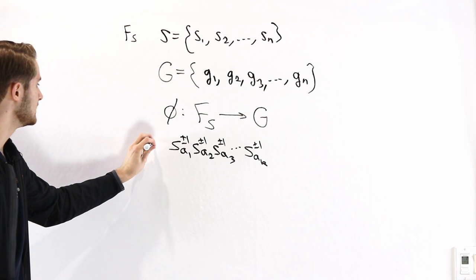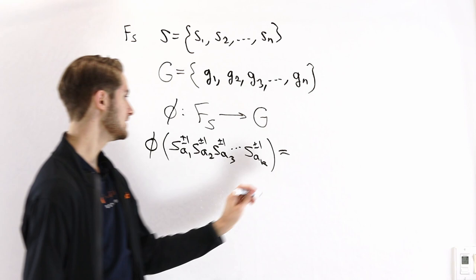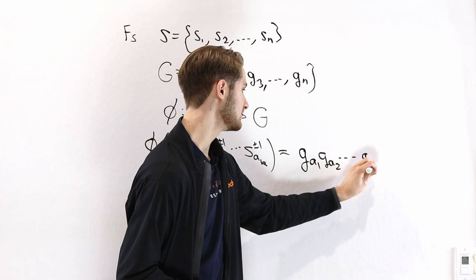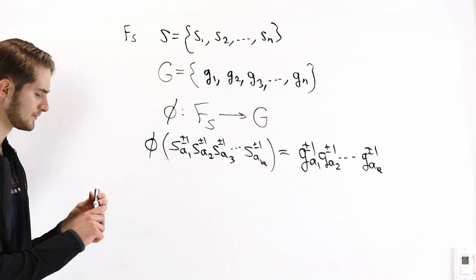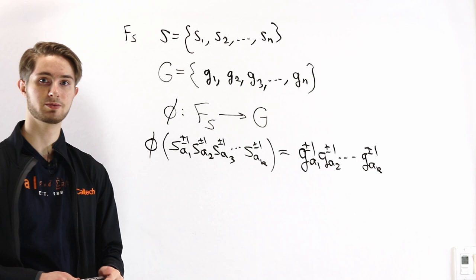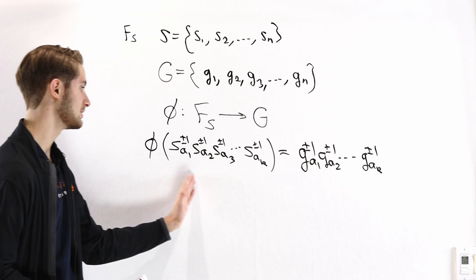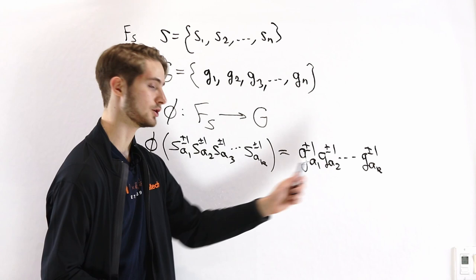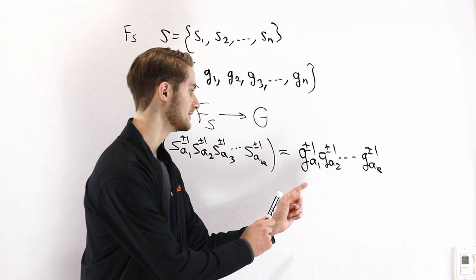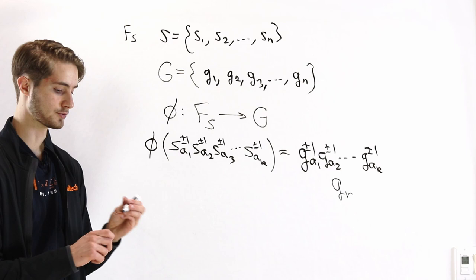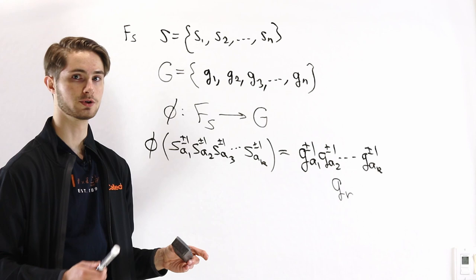Phi is going to take that element and it's going to map it to the element in G described by G sub A1, G sub A2, and so on to G sub AK with the same plus or minus from the original set. Now, when we look at the free group, we can't really evaluate these kinds of products. Besides an element and its inverse, there are no relations between the elements. So this is just going to be one long string of elements in the set. But when we look at the element in the group, this is a product of elements in the group, so we can actually evaluate this, and this will just become some specific element G sub R that's in the group. We can only evaluate it though once we go from the free group to the actual group we're interested in.